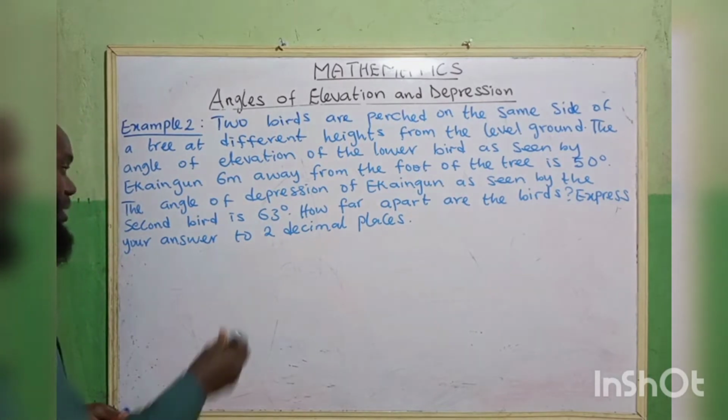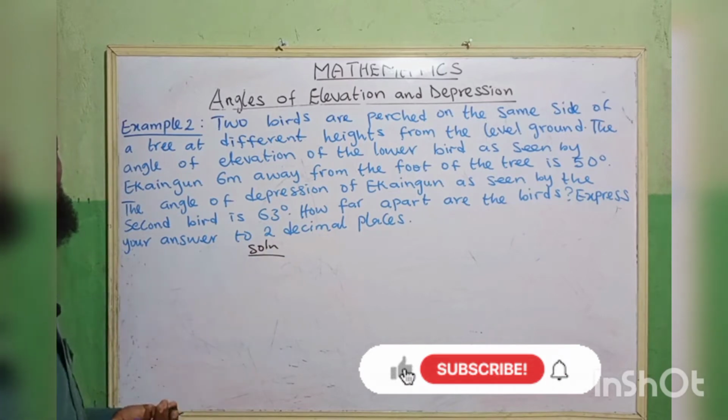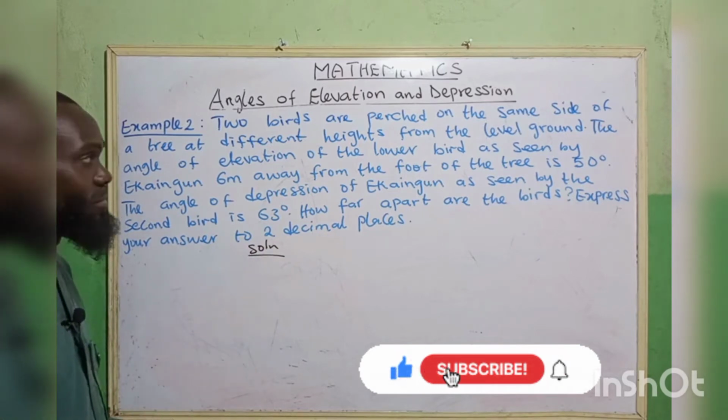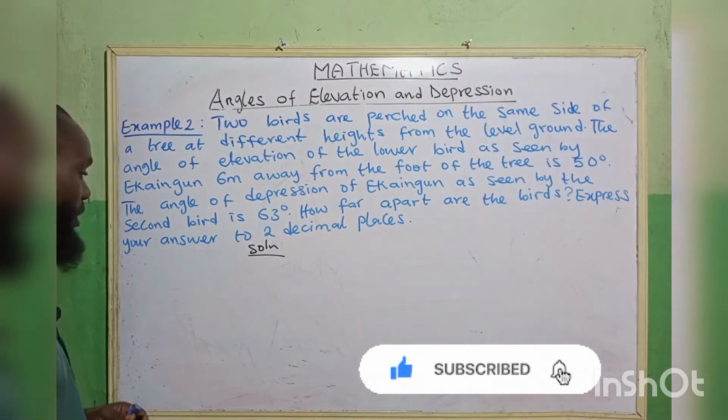First of all, the diagram is very important. If you are able to draw the diagram, you will get this correct. Two birds are perched on the same side of a tree.